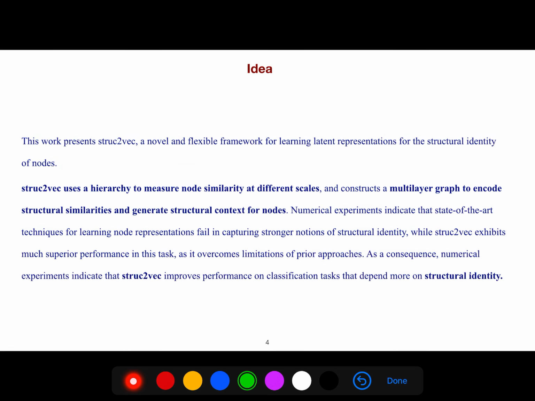So this work presents struct2vec, a novel and flexible framework for learning latent representations for structural identity of nodes. Struct2vec uses a hierarchy to measure node similarity at different scales and constructs a multi-layer graph to encode structural similarities and generate structural context for nodes.